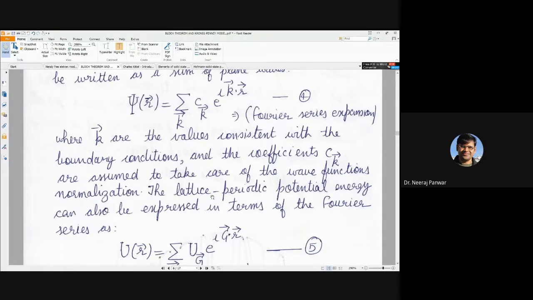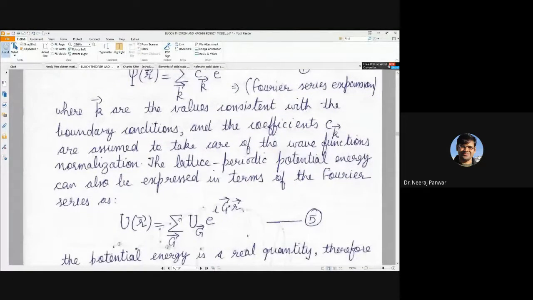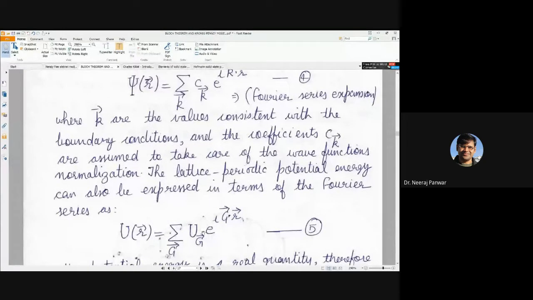Now we consider the potential energy of the interaction between the electron and the positive ion cores. Since the ions are arranged in a periodic fashion, the potential energy is also periodic in nature, and it can again be expressed in terms of a Fourier series. So U(r) should be equal to the summation over G of U_G e to the power i G dot r. Why are we doing this exercise? Because we have to put these values in the Schrodinger equation.